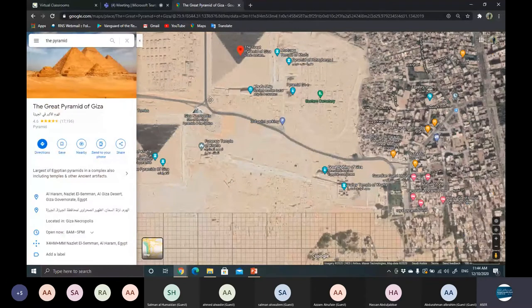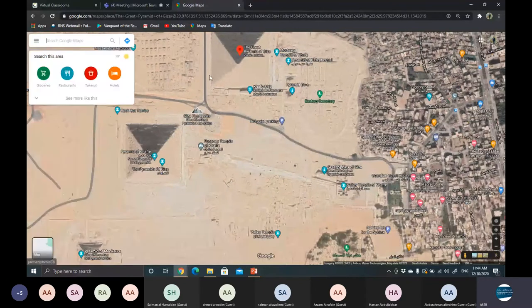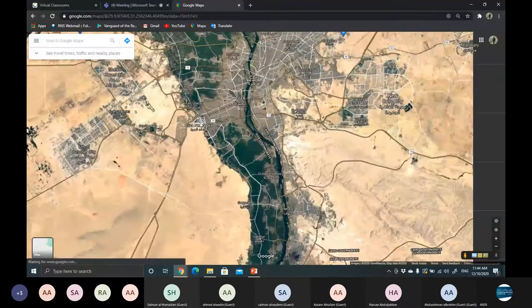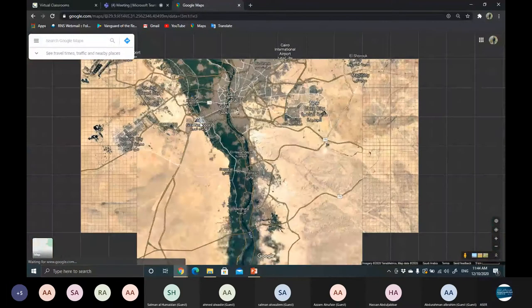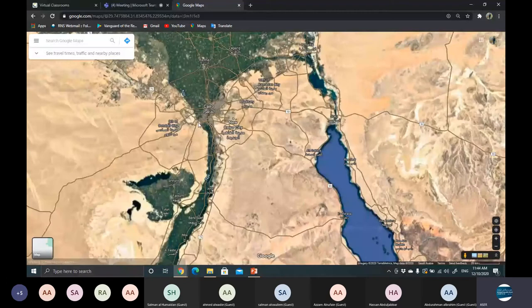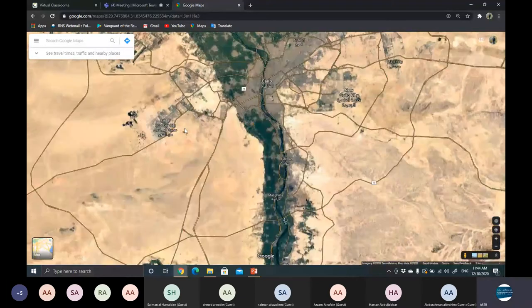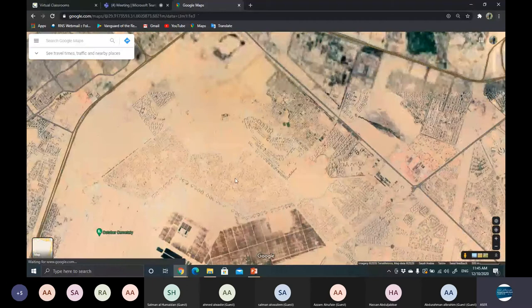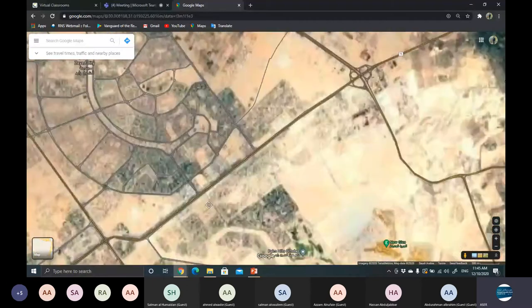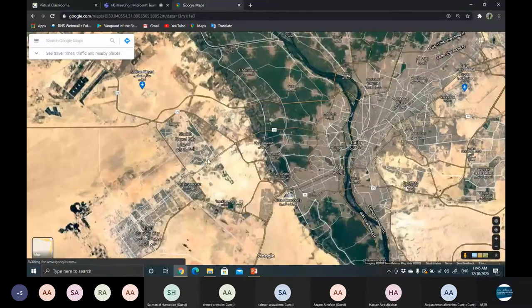That's the pyramid, right? So, see the distance? From here, and they brought the limestone from this place. Just imagine the distance from here to there, and they brought it thousands of years ago. How did they even move the stones?